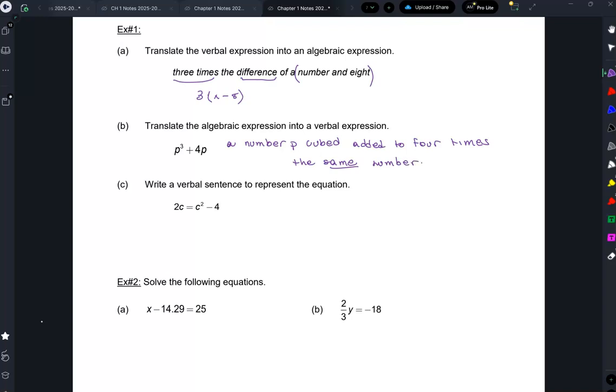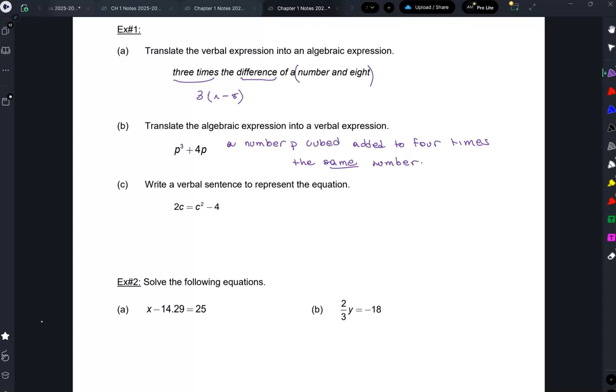Okay? All right. This one is an equation. For questions like this, is there only one right answer? No, there can be more than one, but it has to say the same thing. Okay. So this one.